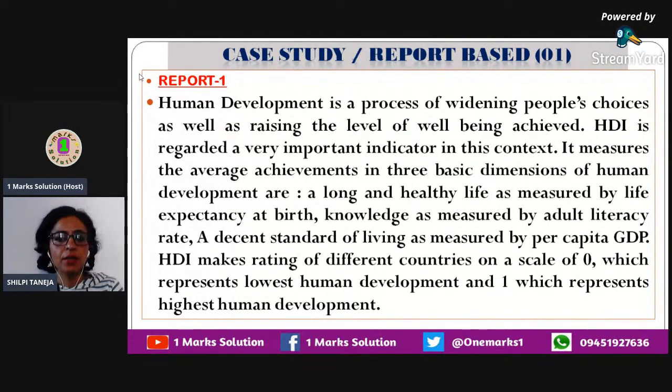Try to understand the meaning also. At birth, knowledge as measured by adult literacy rate. A decent standard of living as measured by per capita GDP. So these are all the indicators. HDI makes rating of different countries on a scale of 0, which represents lowest human development, and 1 which represents highest human development. So it lies between 0 to 1.